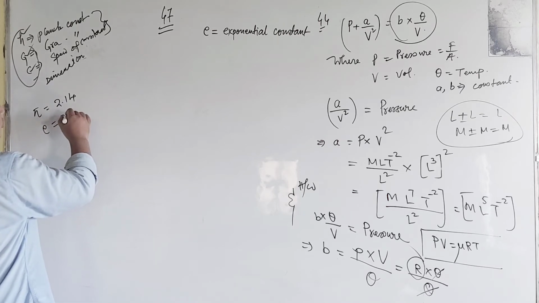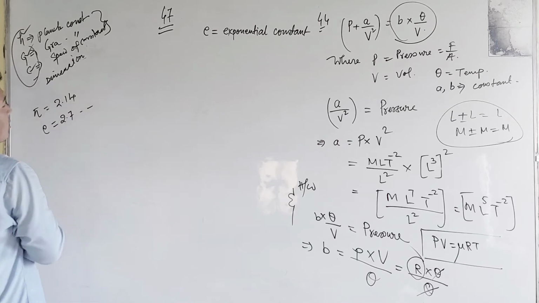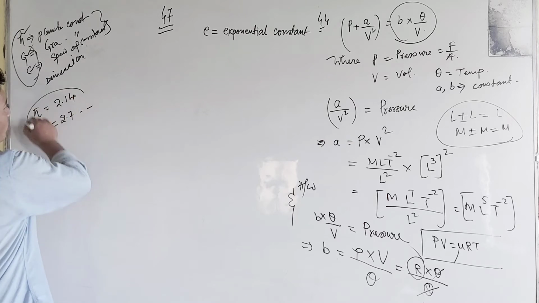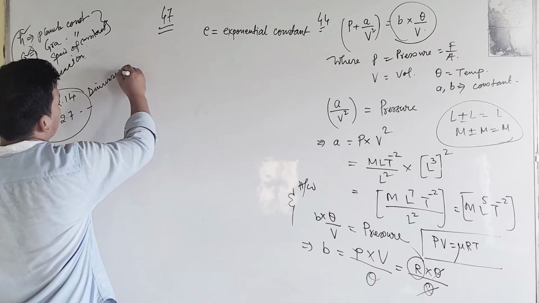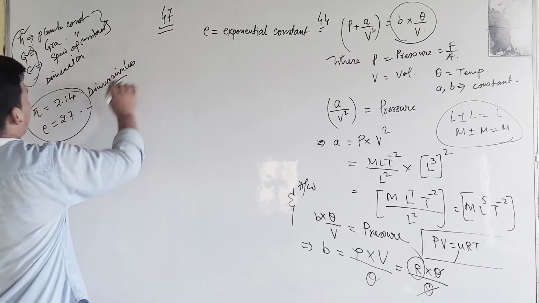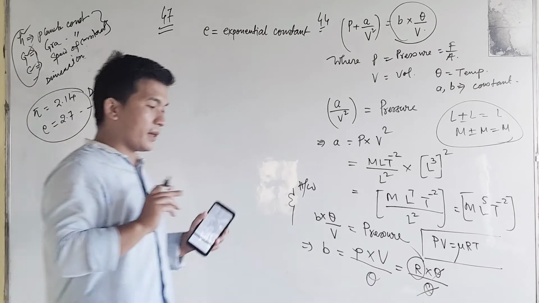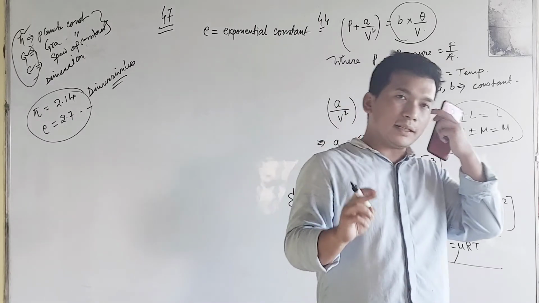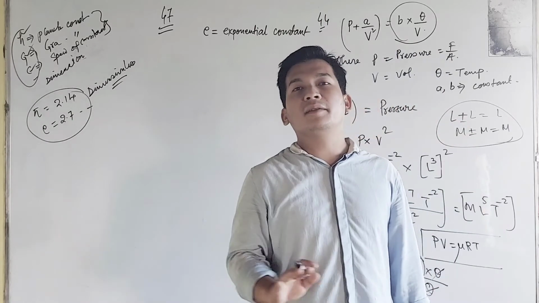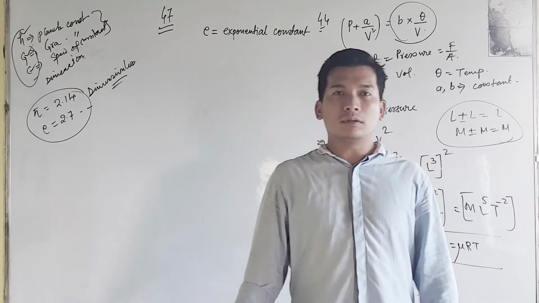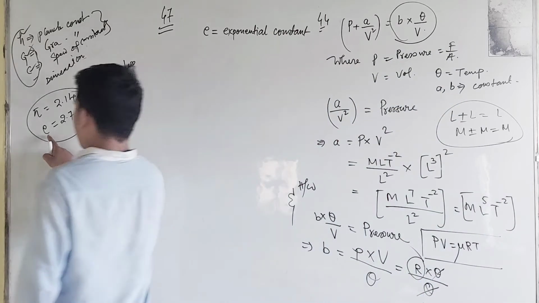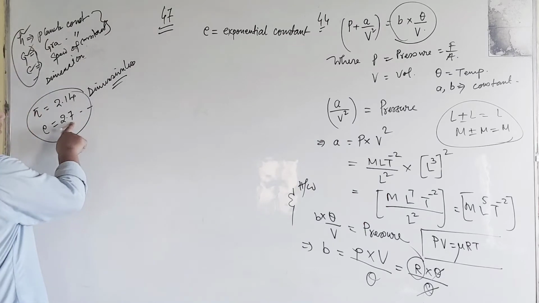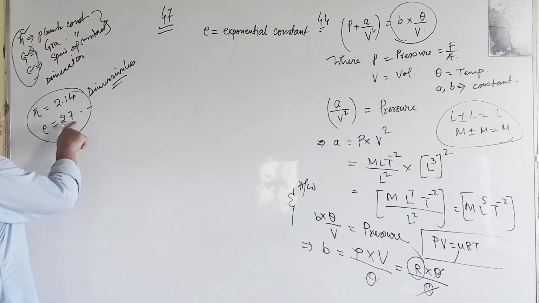The value of the exponential e is 2.7 something. These are all dimensionless. So constants can be divided into two different categories: one having a dimension and another having no dimension at all. Understood? The value of e is 2.7.